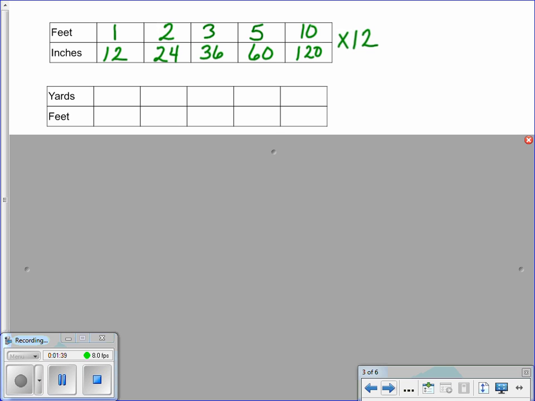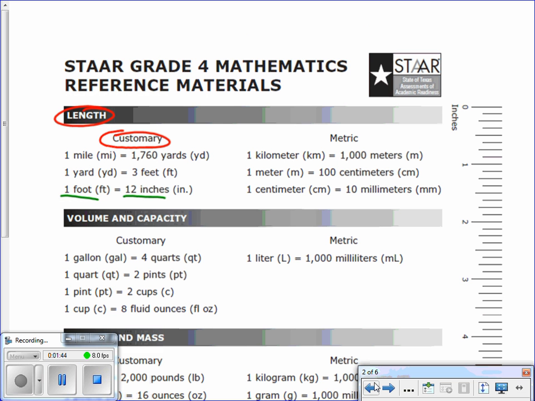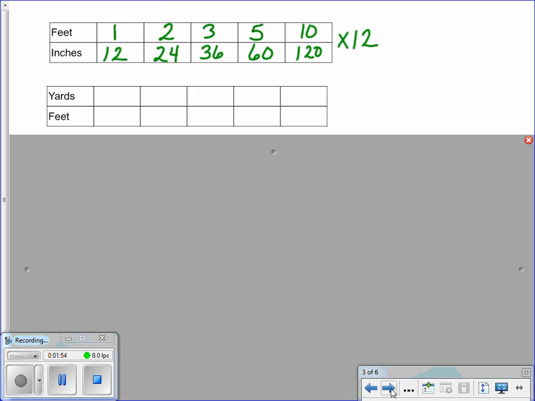The next table that we have is taking yards to feet. So going back to our handy dandy math chart, we can see that 1 yard is equal to 3 feet. Looking at our table, we're going to plug those numbers in. 1 yard is equal to 3 feet. That makes 2 yards equal to 6 feet. 3 yards is going to be equal to 3 times 3, 9 feet.